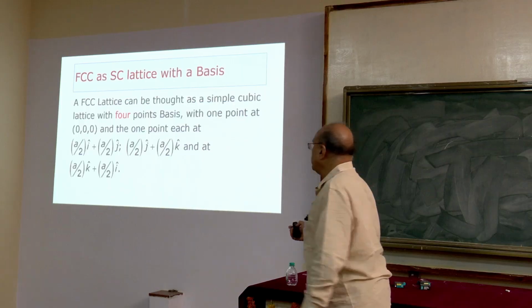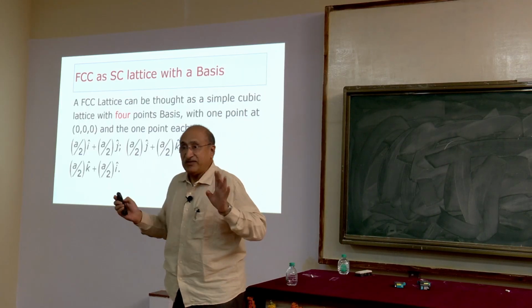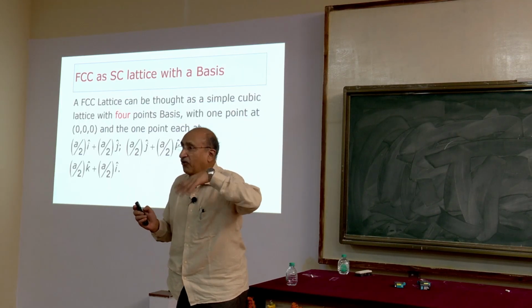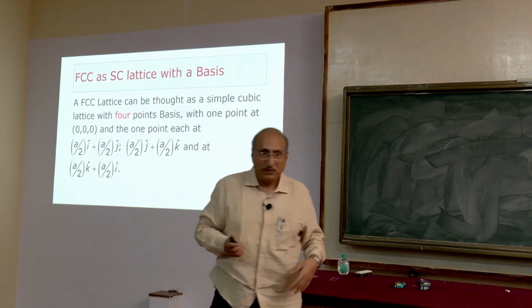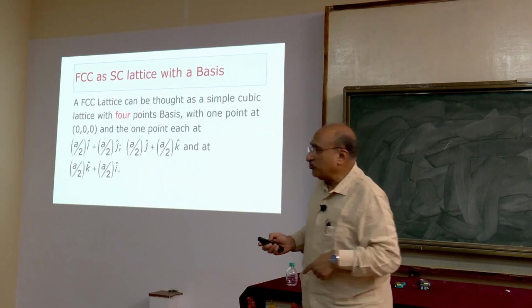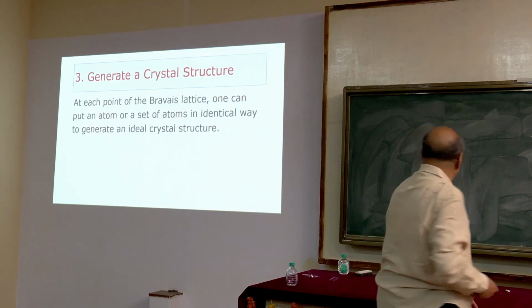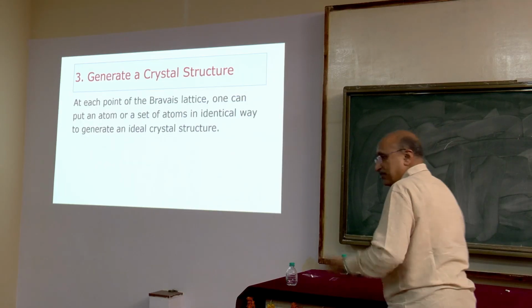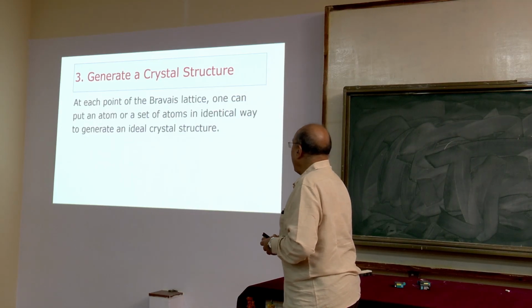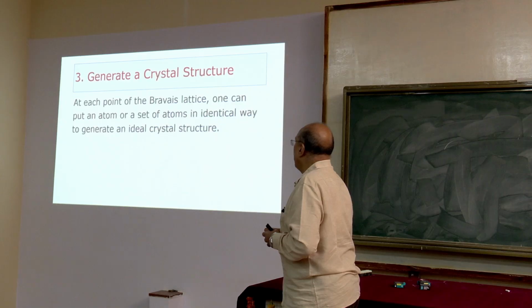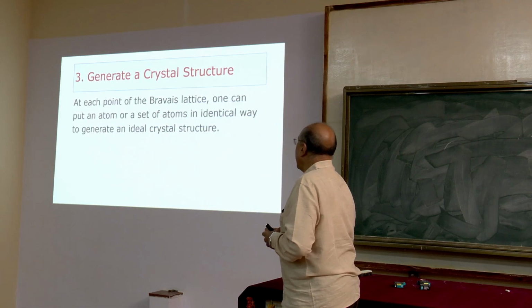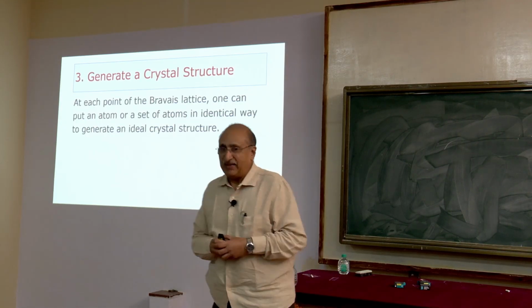All right. If you have difficulty, please ask me a question, because we are going a little bit faster now. Normally, I would have spent 2-3 lectures on this, but I'm going a little faster. Now, at each point of the Bravais lattice, one can put an atom or a set of atoms in an identical way to generate an ideal crystal structure.